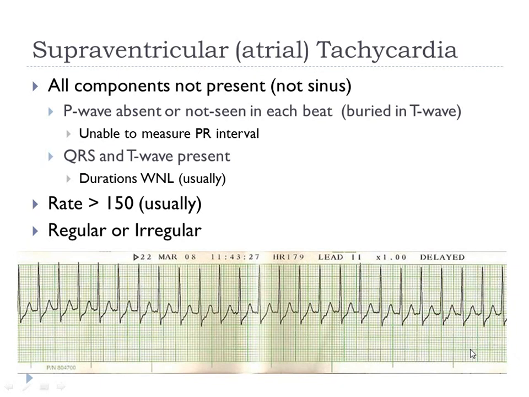So generally for an SVT, you're going to have an absent P wave and a heart rate greater than 150. Usually it's regular, but it can be irregular. So it's just really fast. Sometimes patients will go in and out of SVT. That's the paroxysmal. Why can't you measure a PR interval? You can't find a P wave.